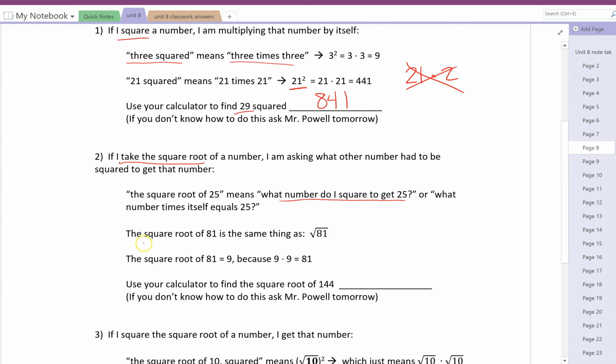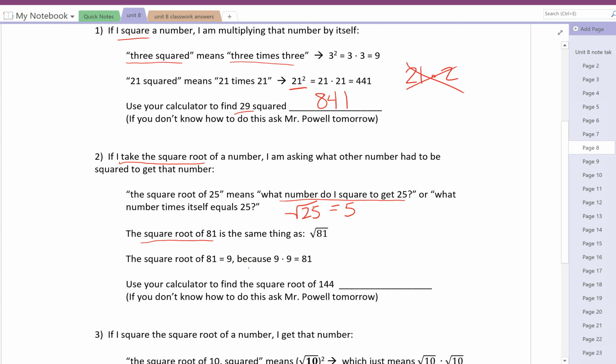The square root of 25 would be 5, and I know most of you would know that just by looking at it. Same thing with 81. If I have the square root of 81, what I'm asking is what number times itself gives me 81, and that would be 9.